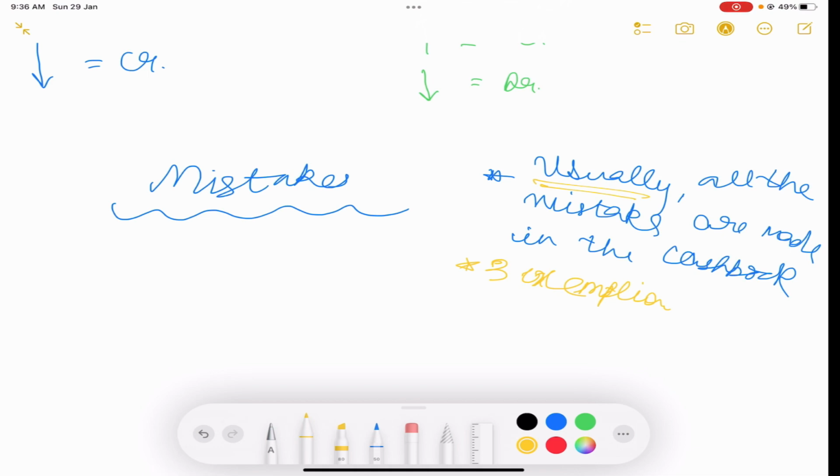So we need to make an assumption that most of the time the mistake is made by us in our cash book. Okay? But there are 3 exemptions of the same. Let us first see what are the exemptions where it is not our mistake, it is the bank's mistake. Let us see the mistakes where it is not our mistake.